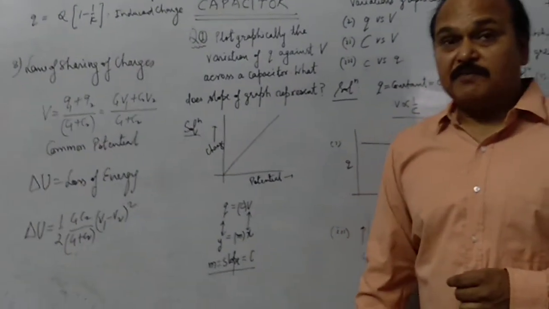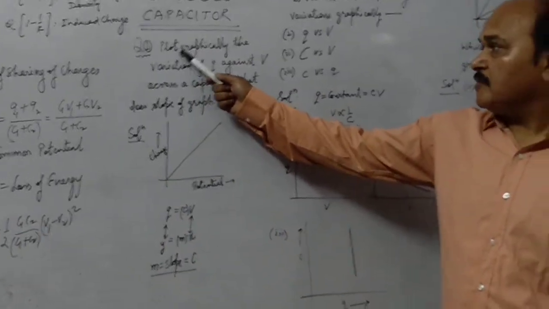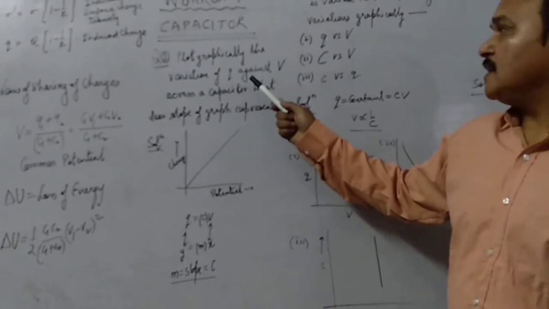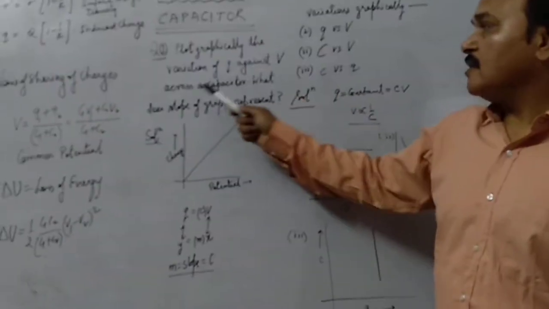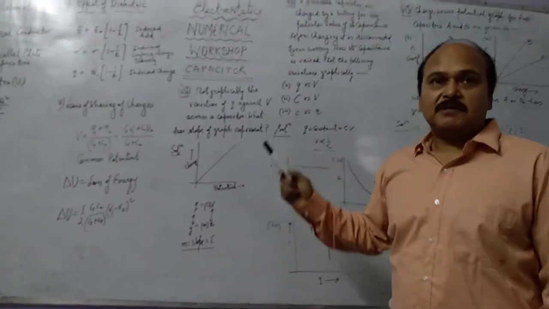Now let us begin with the numericals. The very first question reads like this: plot graphically the variation of Q, that is charge, against V, the potential, across a capacitor. What does the slope of the graph represent?